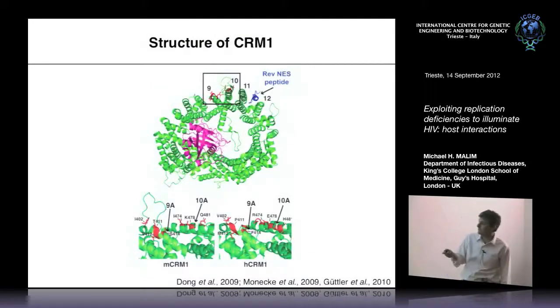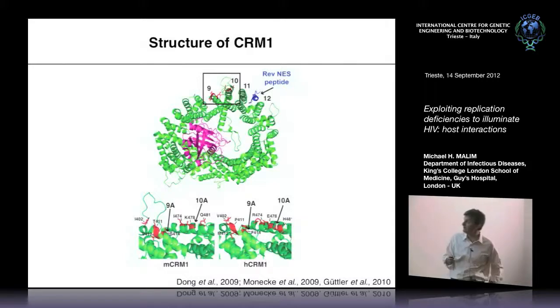And as I said to you earlier, here is zooming in on a structure there. Here is HEAT repeat 9, and here is 9A, the 9A helix shown here. You can see these residues all lie on the outside of the protein, suggesting they can then interact with another ligand. Now, our expectation, because these differences between mouse and human were reflected in Rev function, was that it would probably be important for the interaction with Rev.